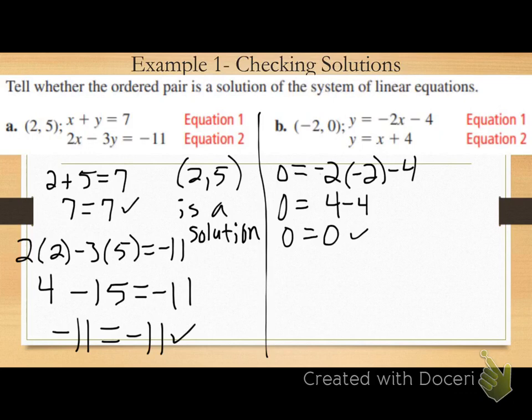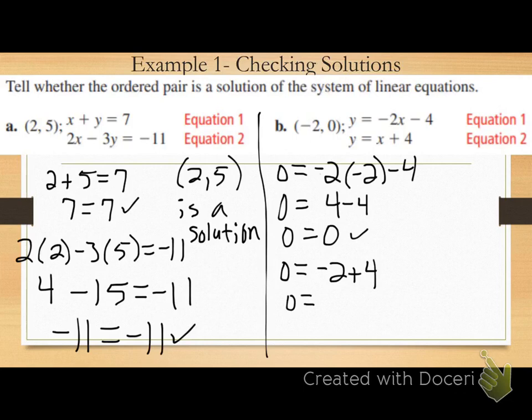Now I've got to check my second equation. Y equals x plus 4. Once again, my y value is 0. X value is negative 2. Is there any confusion on how I'm plugging these numbers into my equations? Replace the x with your x value from the ordered pair. Replace your y with the y value from your ordered pair. From there, you're just using your order of operations to work out each side of the equation.